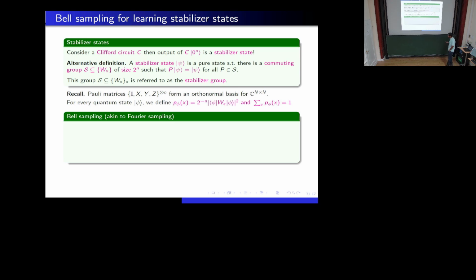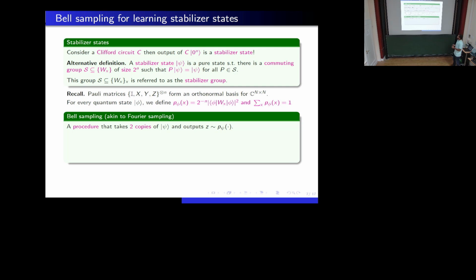Classically, when you try to do learning or testing, one thing you often do is Fourier sampling. You sample from the distribution of the squared Fourier coefficients. That's what Goldreich-Levin gives you access to. Quantumly, there's something called Bell sampling. Given an unknown quantum state phi, I would like access to this distribution p phi of x, and that's exactly what Bell sampling does. I'm not going to describe the procedure exactly. It's a very simple procedure, but it involves a little too much quantum, so just take it for granted.